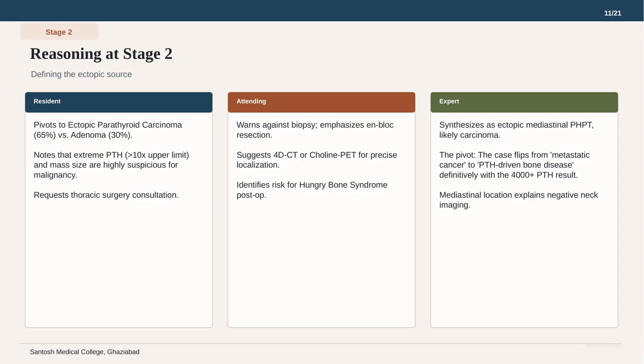The expert also notes that the mediastinal location explains why the initial neck imaging was negative. The diagnostic journey is nearing its conclusion, but the surgical challenge is just beginning. We now move to stage 3 to look at the tissue diagnosis and final localization.